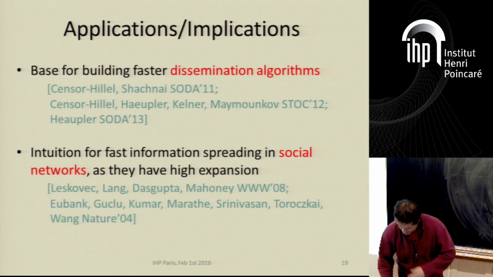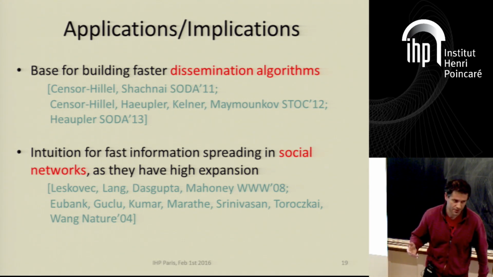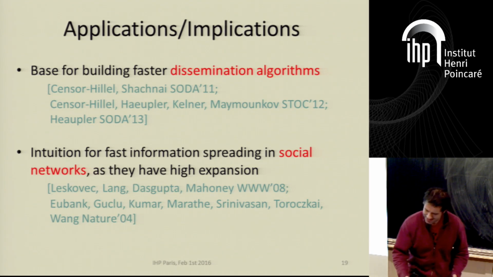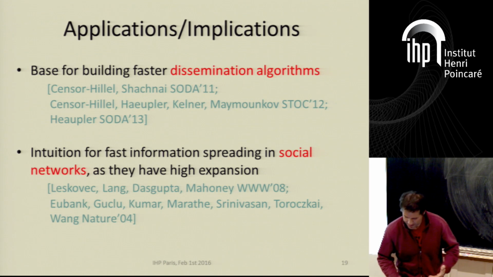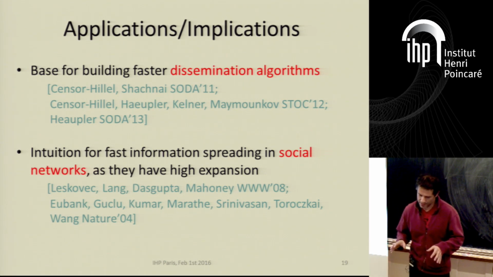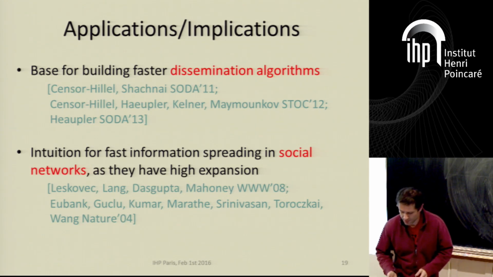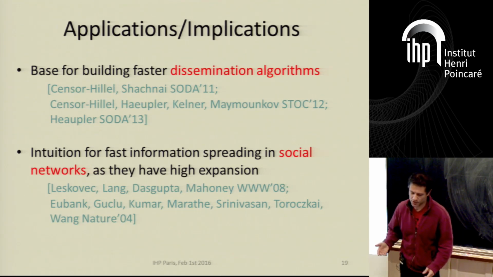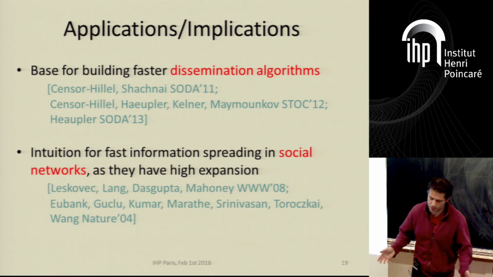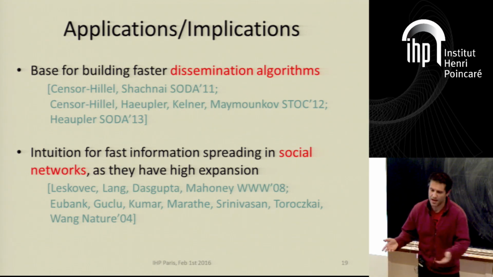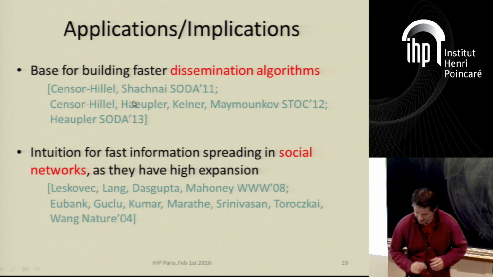Okay. So some applications of these results: they have been used to build faster dissemination algorithms. I will talk about this right next. Another, remember at the beginning I told you that it can be seen as a model for information spreading in social networks. So the results give some kind of intuition as to why information spreads quickly in social networks, because the result says that high expansion implies faster rumor spreading, and social networks do have good expansion. Okay, but now let's talk about this faster algorithm.